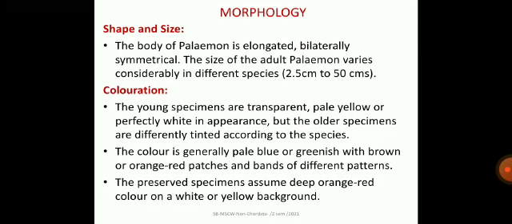Next, the coloration. The young specimens are transparent. They are pale yellow or perfectly white in appearance, but the older specimens are differently tinted according to the species. The color is generally pale blue or greenish with brown or orange red patches and bands of different patterns, while the preserved specimens are deep orange red in color on a white or yellow background.